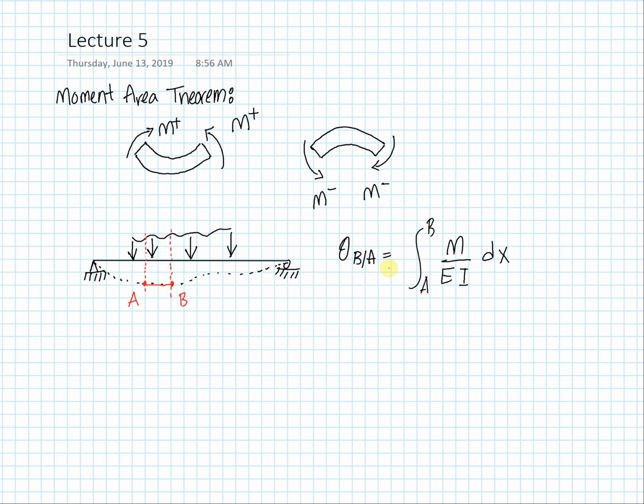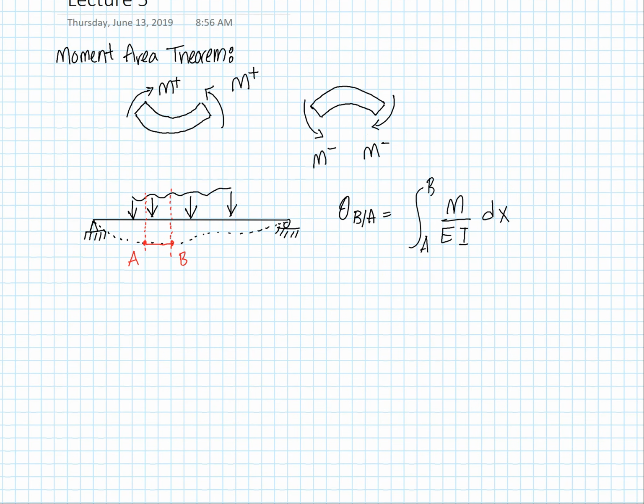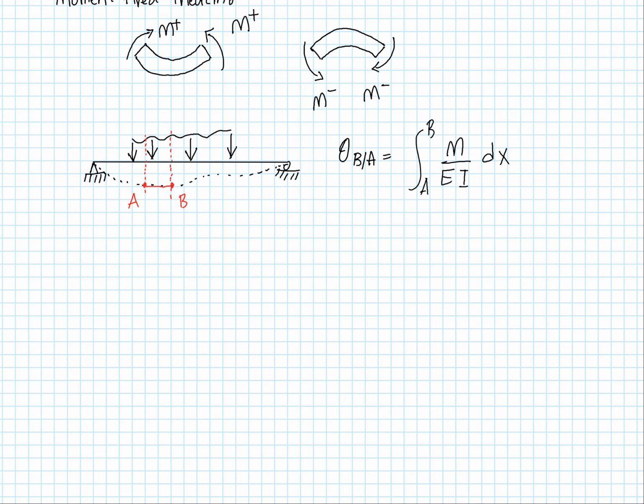And so theorem 1 of this moment area algorithm is that the change in slope between any 2 points on the elastic curve is equal to the area of the curvature diagram between these 2 points. And that's something important to keep in mind. So let's do an example involving slopes.